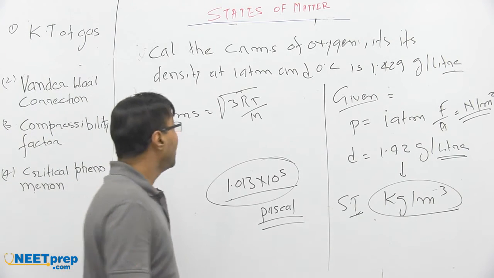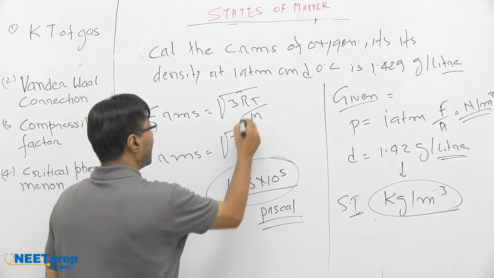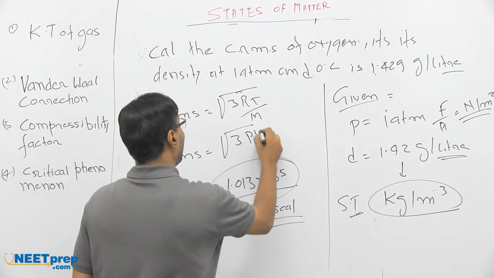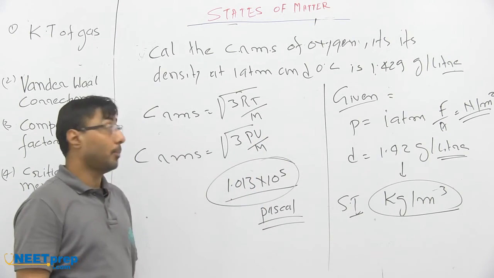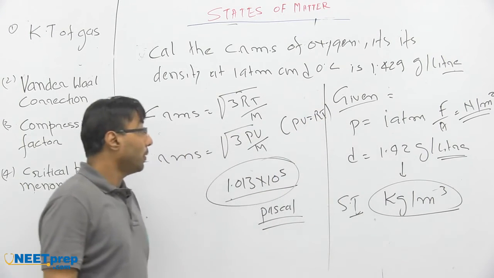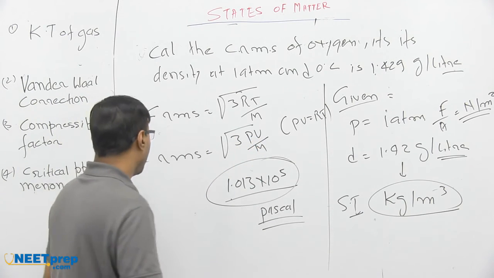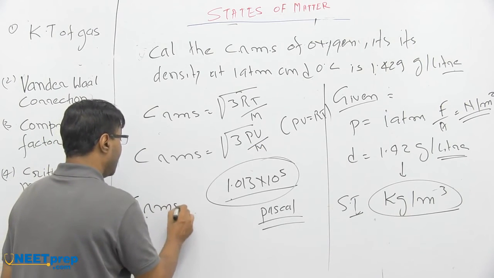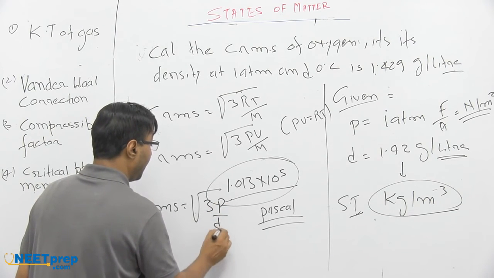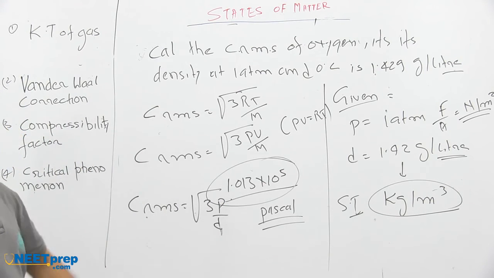Then what to do? As we know, C_RMS is equal to under root 3RT by M. We can write PV in place of RT, because PV is equal to RT. So we can write PV by M. So finally, this entire equation will change to C_RMS equals under root 3P by D. Now it came 3P by D.